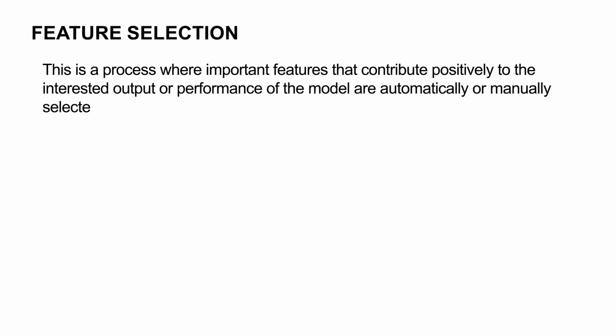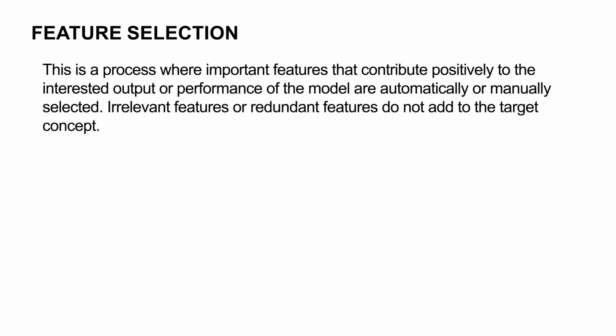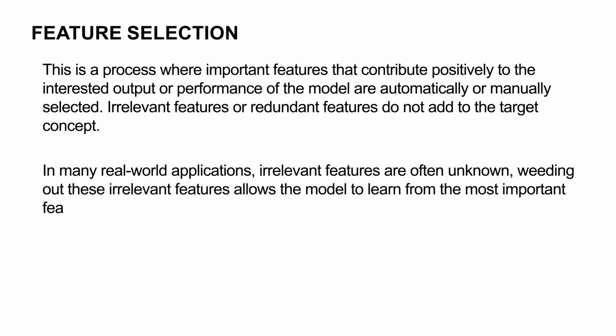This is a process where important features that contribute positively to the intended output or performance of the model are automatically or manually selected. Irrelevant or redundant features do not add to the target concept. In many real-world applications, irrelevant features are often unknown. Weeding out these irrelevant features allows the model to learn from the most important features for better predictive performance.